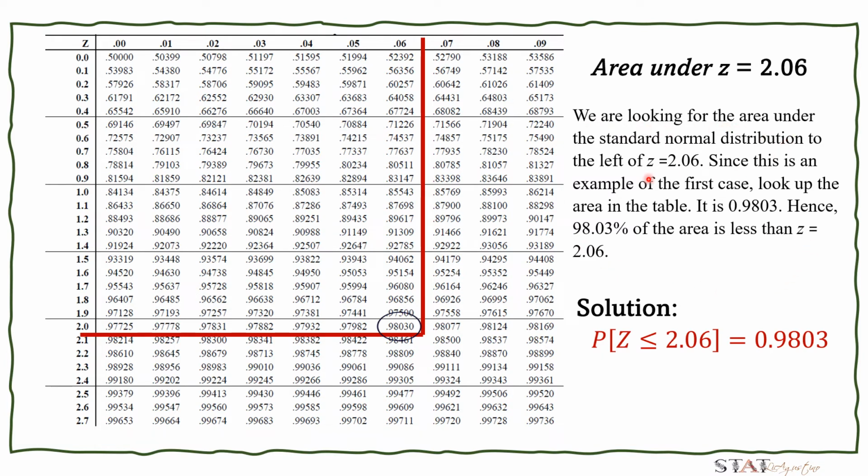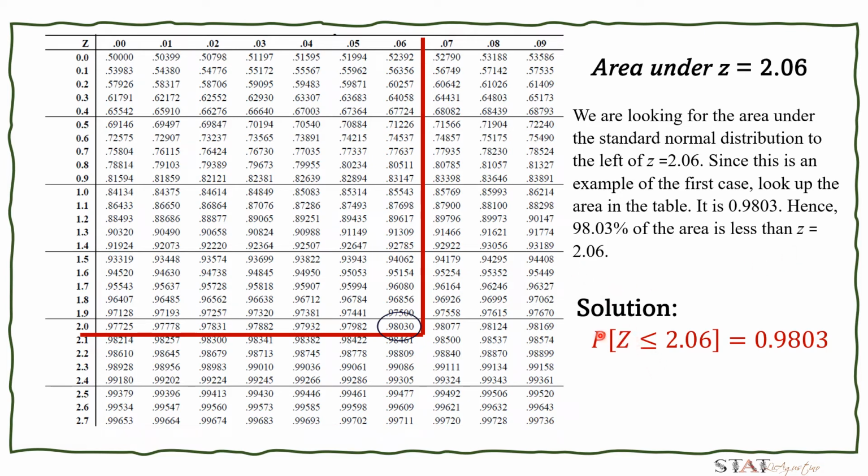We're looking for the area under the standard normal distribution to the left of z is equal to 2.06. Since this is an example of the first case, look up the area in the table. So this is an instruction. It is 0.98030. So hence, 98.03% of the area is less than z is equal to 2.06.